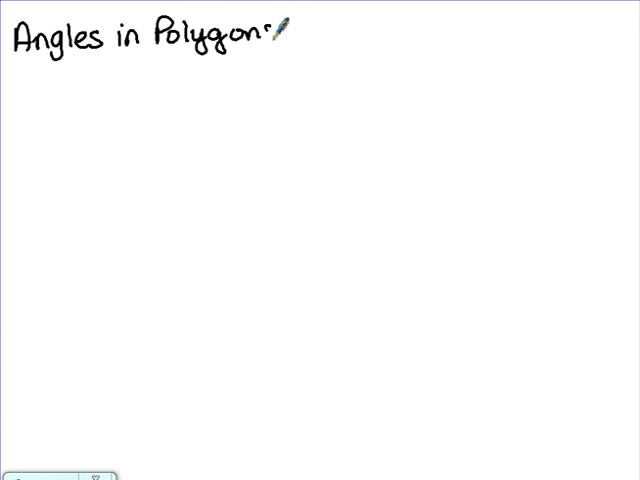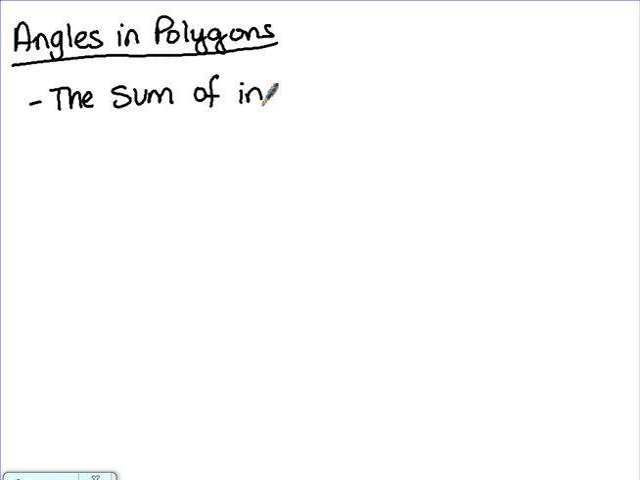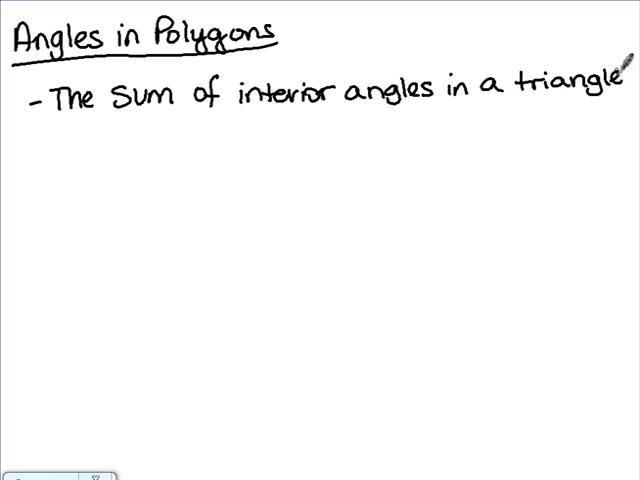We know a polygon is any geometrical enclosed shape made up of line segments. To find angles in a polygon, everything is based off of a triangle. We know first of all that the sum of interior angles in a triangle is 180 degrees. Every other polygon will be based off of a triangle.